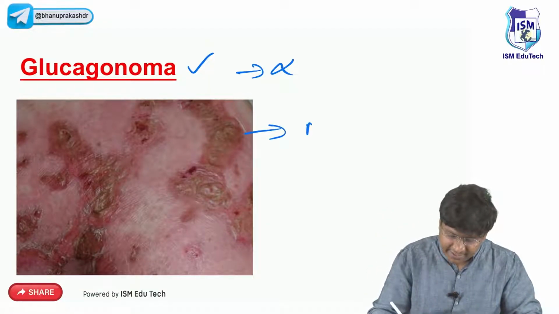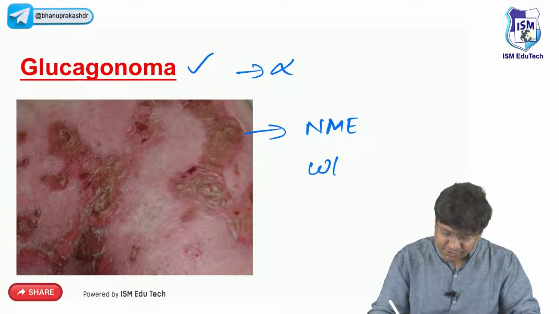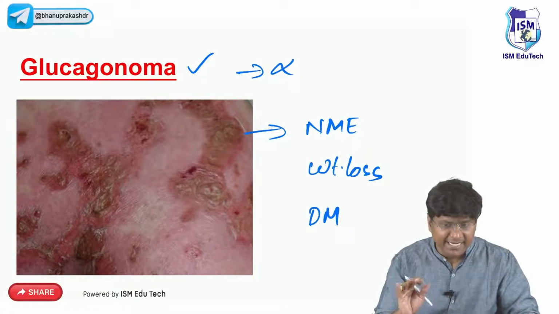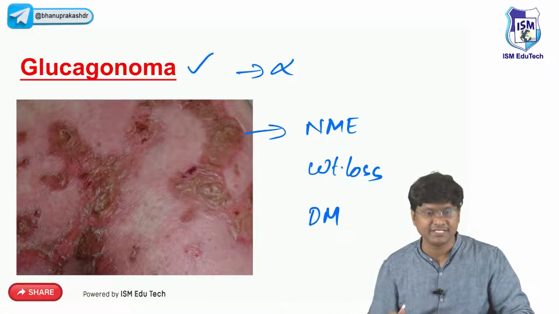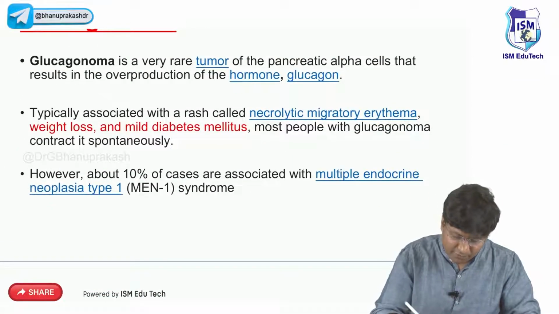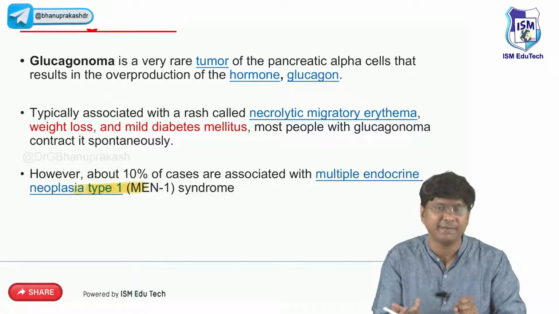They will have necrolytic migratory erythema. It's a malignant condition, so you will have weight loss, and there will be mild diabetes mellitus that you will have in these patients with glucagonoma. And this glucagonoma forms part of MEN1, because in MEN1 you have the pancreatic tumors. What are all the pancreatic tumors?